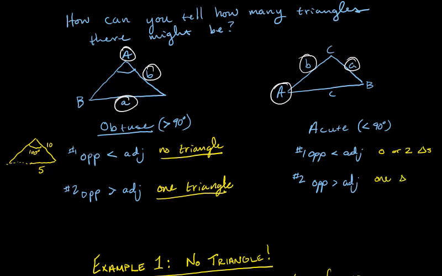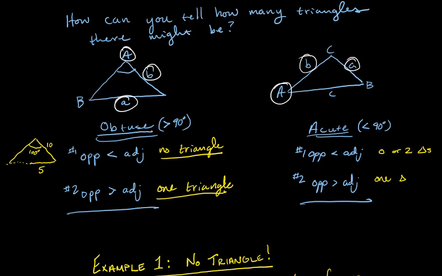So one triangle. Notice a couple of similarities. Whether the angle is obtuse or acute, look at situation number 2. If the opposite side is greater than the adjacent side, you automatically know that there's only going to be one triangle. Not going to be anything else. The scenario happens when the opposite side is less than the adjacent side. That's when we will have no triangle, or if it's acute, you'll potentially have 2 triangles.